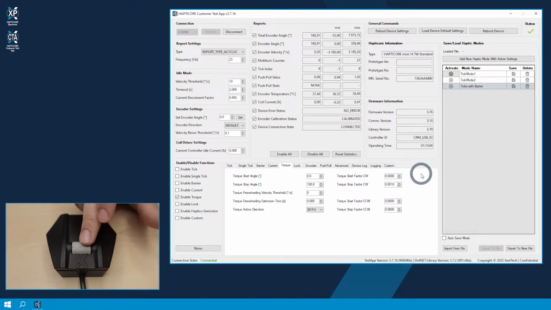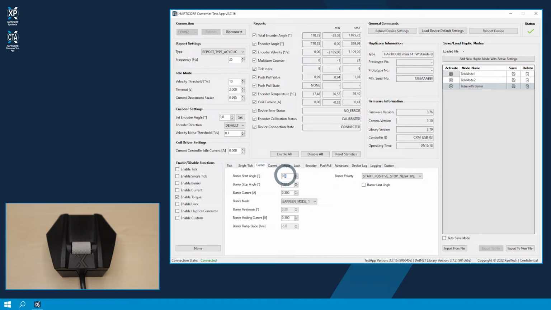If you now rotate your encoder and move from 0 degrees up to 180 degrees, you feel an increased resistance, and as soon as you go beyond 180 degrees, the resistance disappears. If you want, you can also combine this with the barrier. We have already set the angles from 0 to 180 degrees in another video about the barrier function, which you can find in the description below.